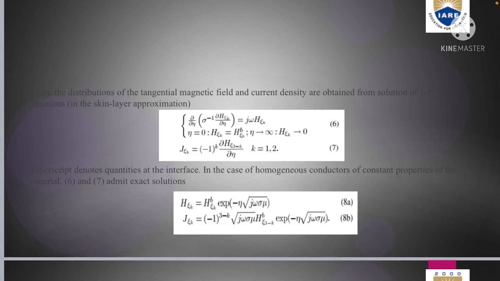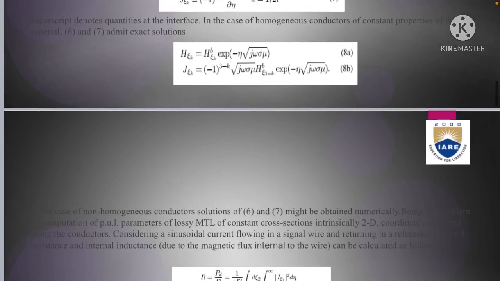Here, the distribution of the tangential magnetic field and the current density are obtained from the solution of 1D equations in the skin layer approximations. Superscript denotes the quantities at the interface, in the case of homogeneous conductors of constant properties of the material. Equation 6 and equation 7 admit exact solutions.